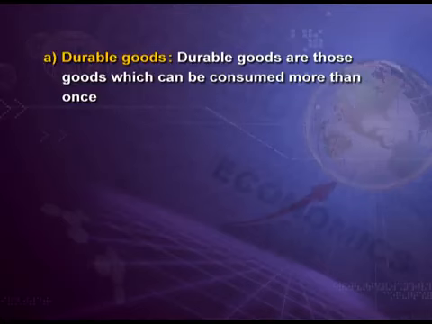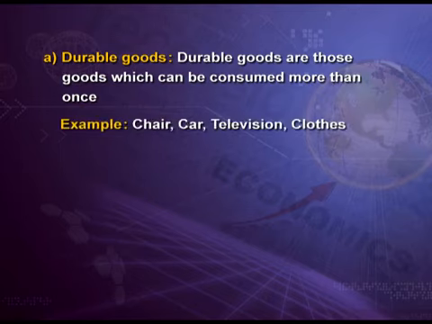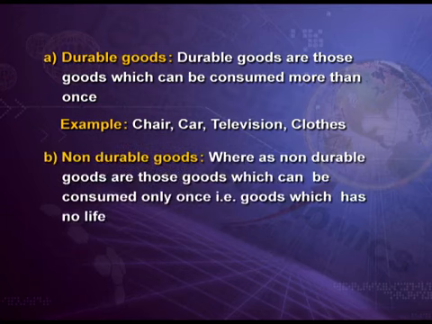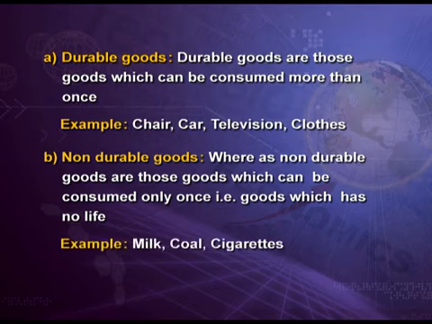Durable, as the name suggests, these are those goods which can be consumed more than once. Example, chair, car, television, clothes, etc. Whereas non-durable goods are those goods which can be consumed only once, that is, which have no life. Example, milk, coal, cigarette, etc.